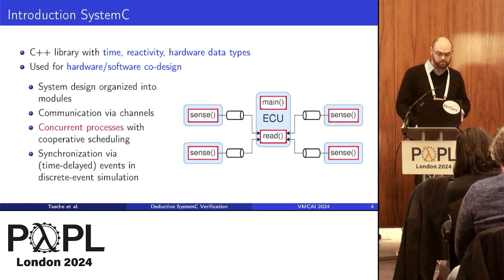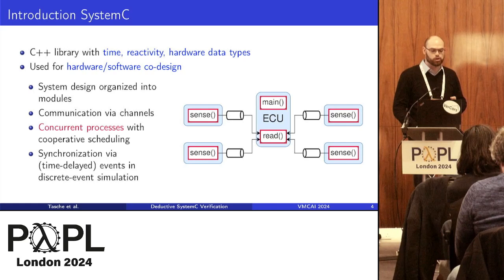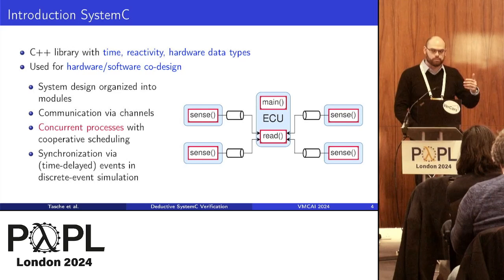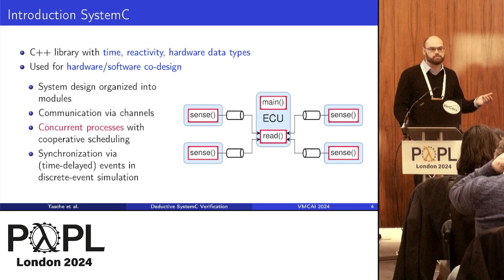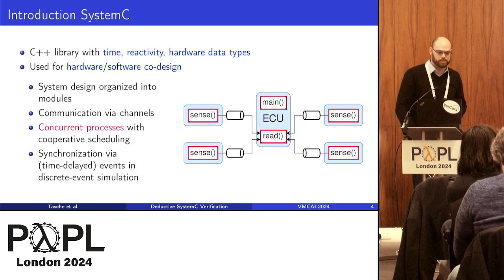These are then run by the SystemC simulation engine with its cooperative scheduler. And while they're concurrent, they are not actually in parallel. So in SystemC, there's only ever one process executing at a time, and the simulation engine simulates parallelism by only advancing simulation time after all the processes have executed.